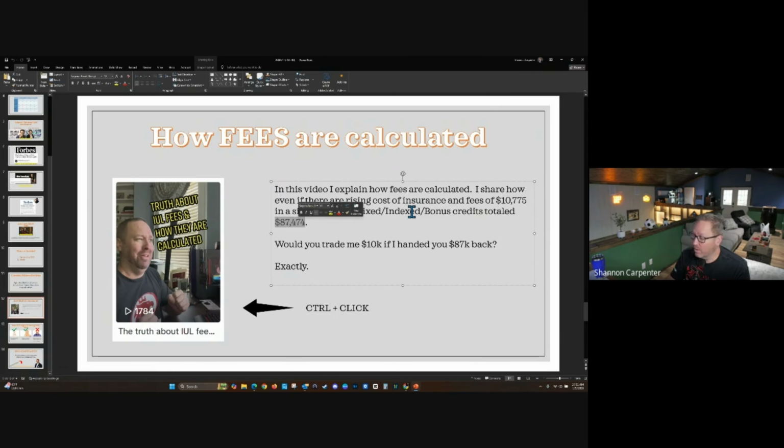If I go, Orlando, you got 10 grand? If you do, let me borrow it. I'll give you back 87 tomorrow. Okay. I'll go find 10 grand right now. I'll find 10 grand every day if you're going to give me back 87 grand in return the next day. Who wouldn't do that? So anyway, there's how the fees are calculated.